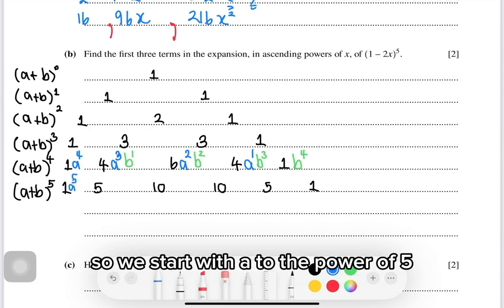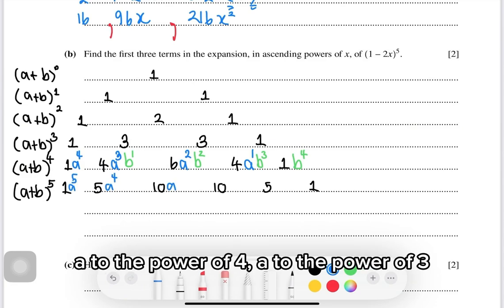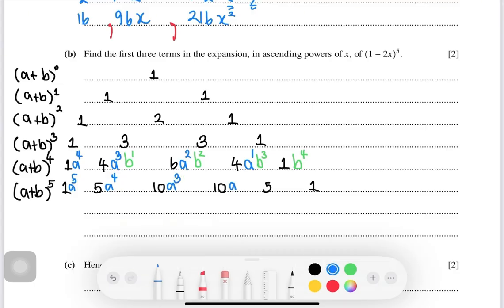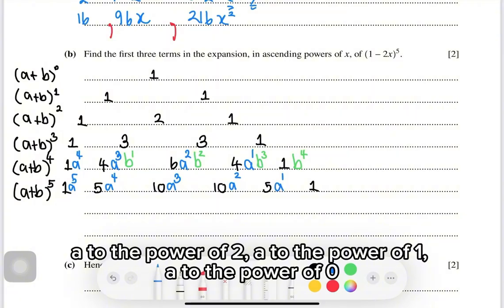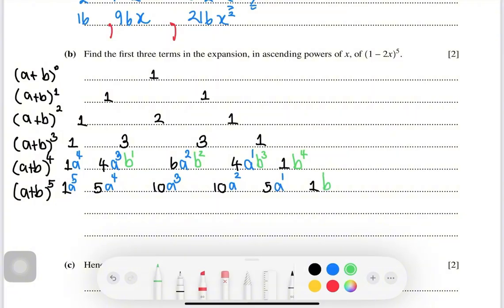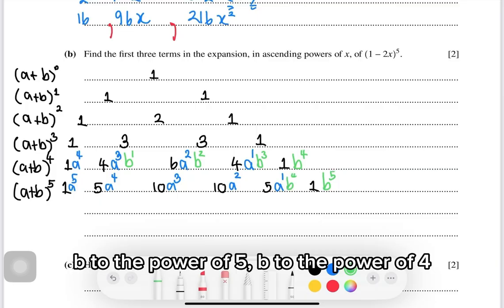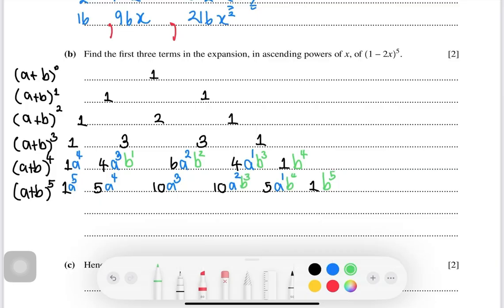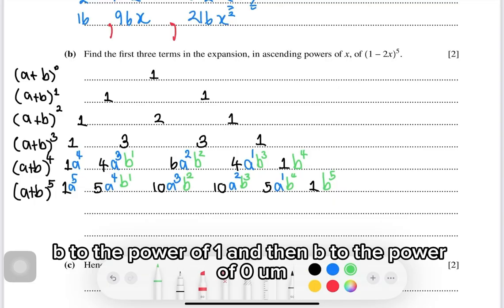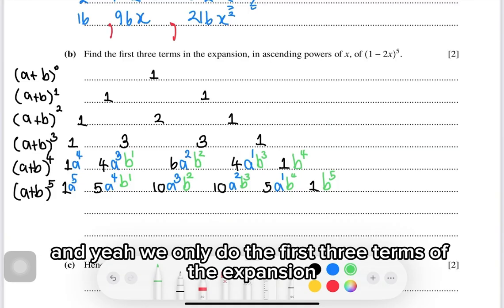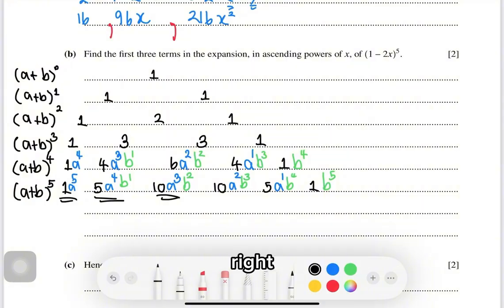So we start with a to the power of 5, a to the power of 4, a to the power of 3, a to the power of 2, a to the power of 1, a to the power of 0, and b to the power of 5, b to the power of 4, b to the power of 2, b to the power of 1, and then b to the power of 0. And yeah, we only do the first three terms of the expansion, right?